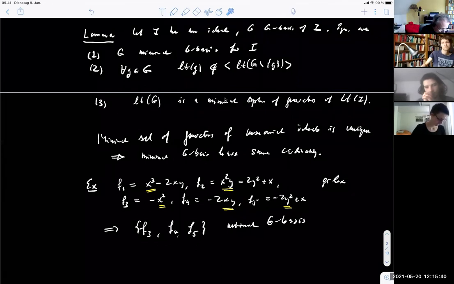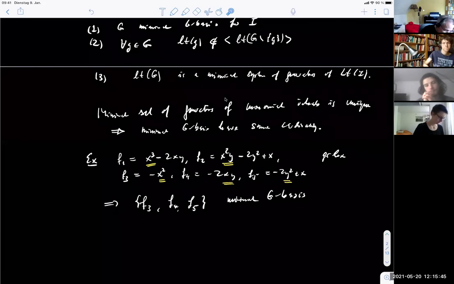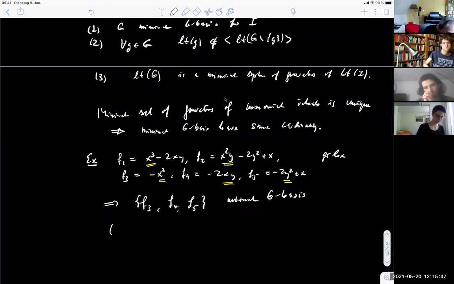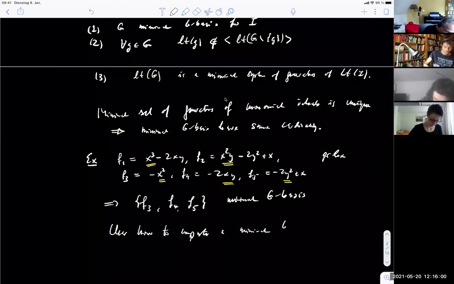I think it's clear how to compute a minimal Gröbner basis from a Gröbner basis. It's just about the divisibility condition of these leading terms. I think there's not much to say here.